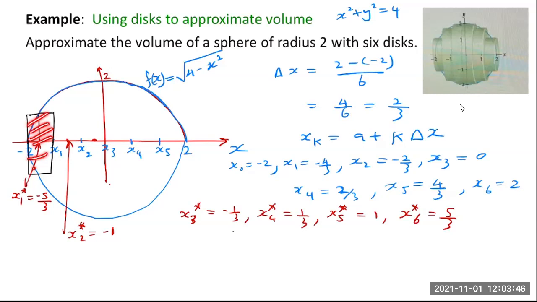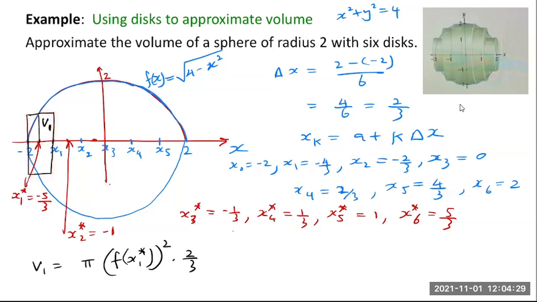How do you find the volume of that disk? I'll call the volume of the first disk V1. V1 is equal to pi r squared times delta x, right? You find the area of this disk. Area of this disk, that is pi r squared. Of course, I know r. R is this height. How do you find r? You plug x1 star into your function. That is f of x1 star. So V1 is pi times f of x1 star squared times delta x. Your delta x is 2 over 3. Okay, this will give you the volume of the first disk.